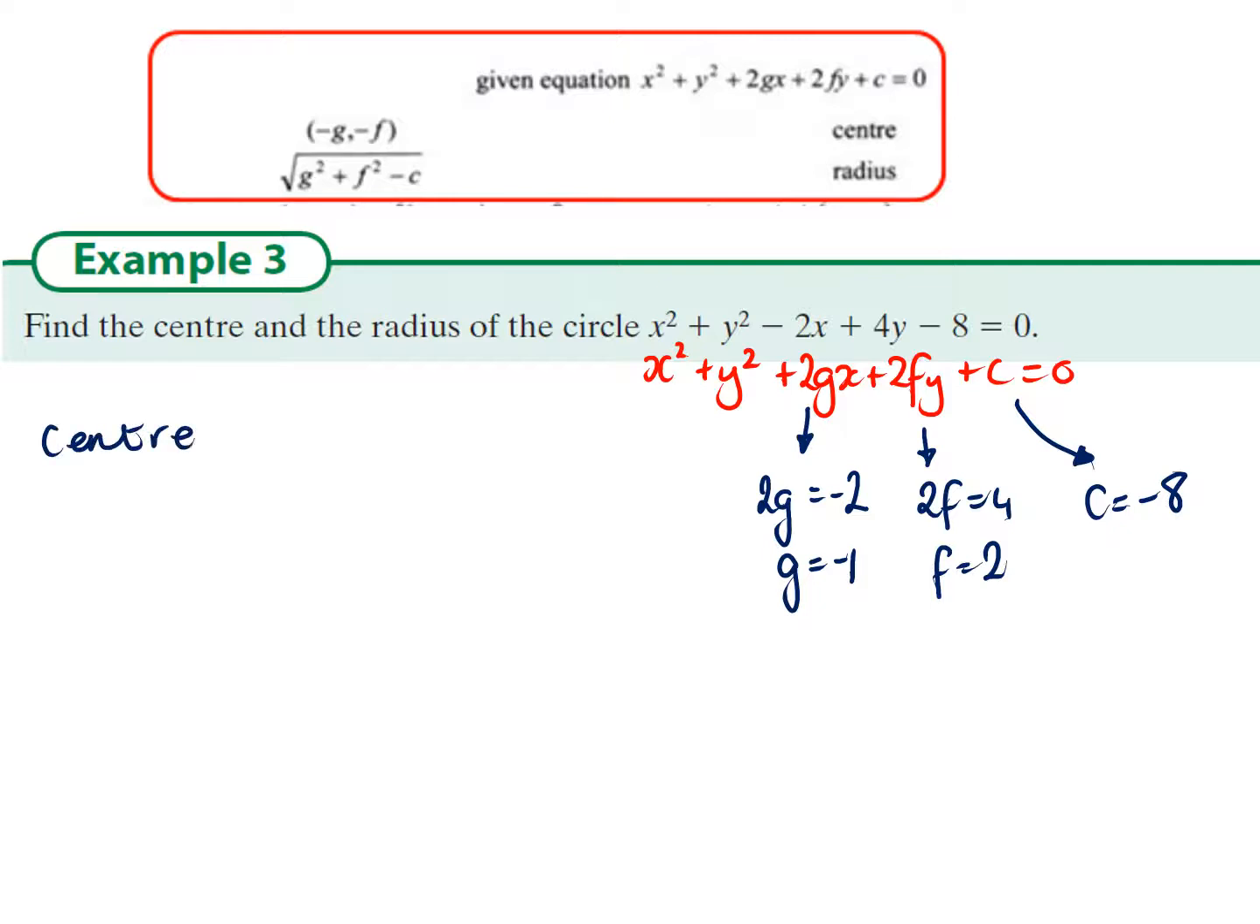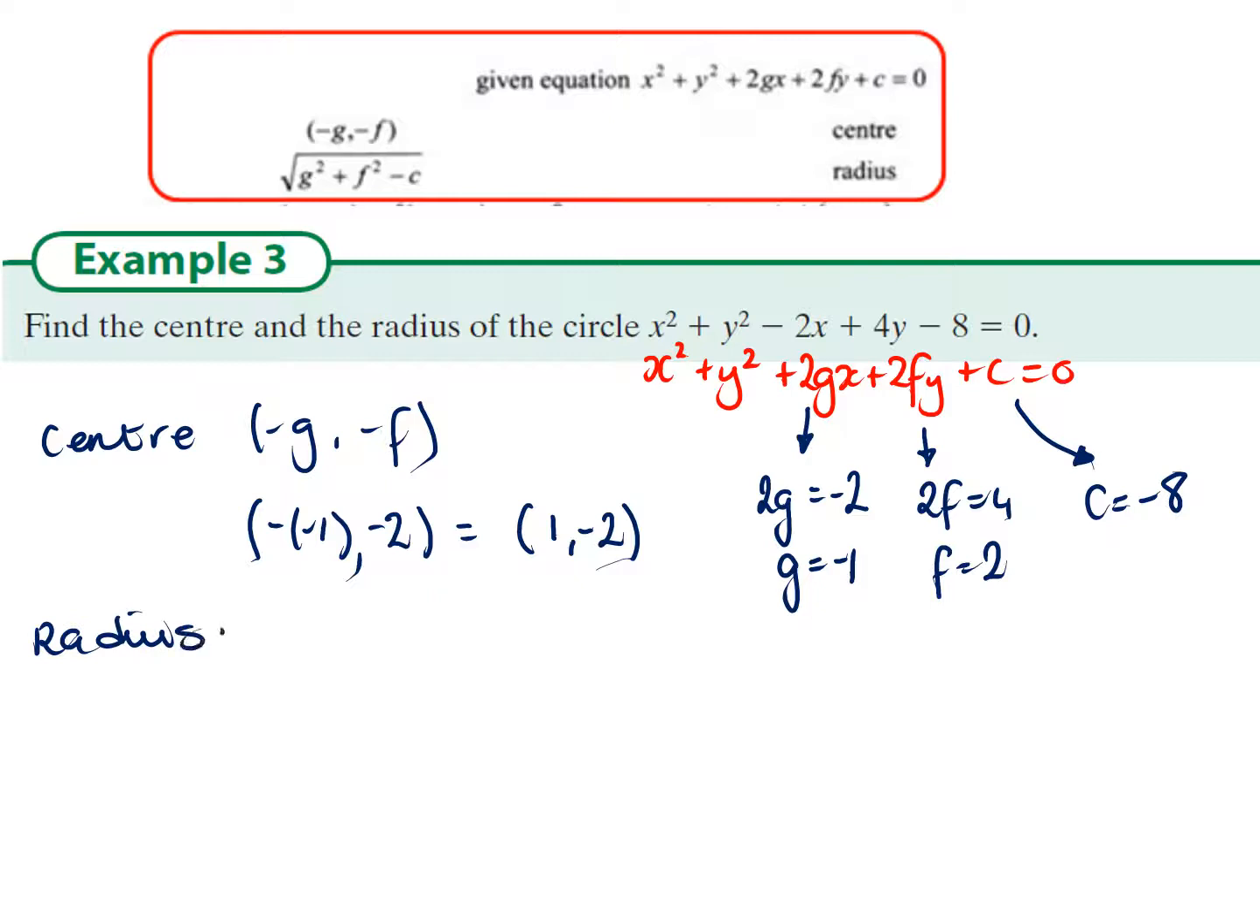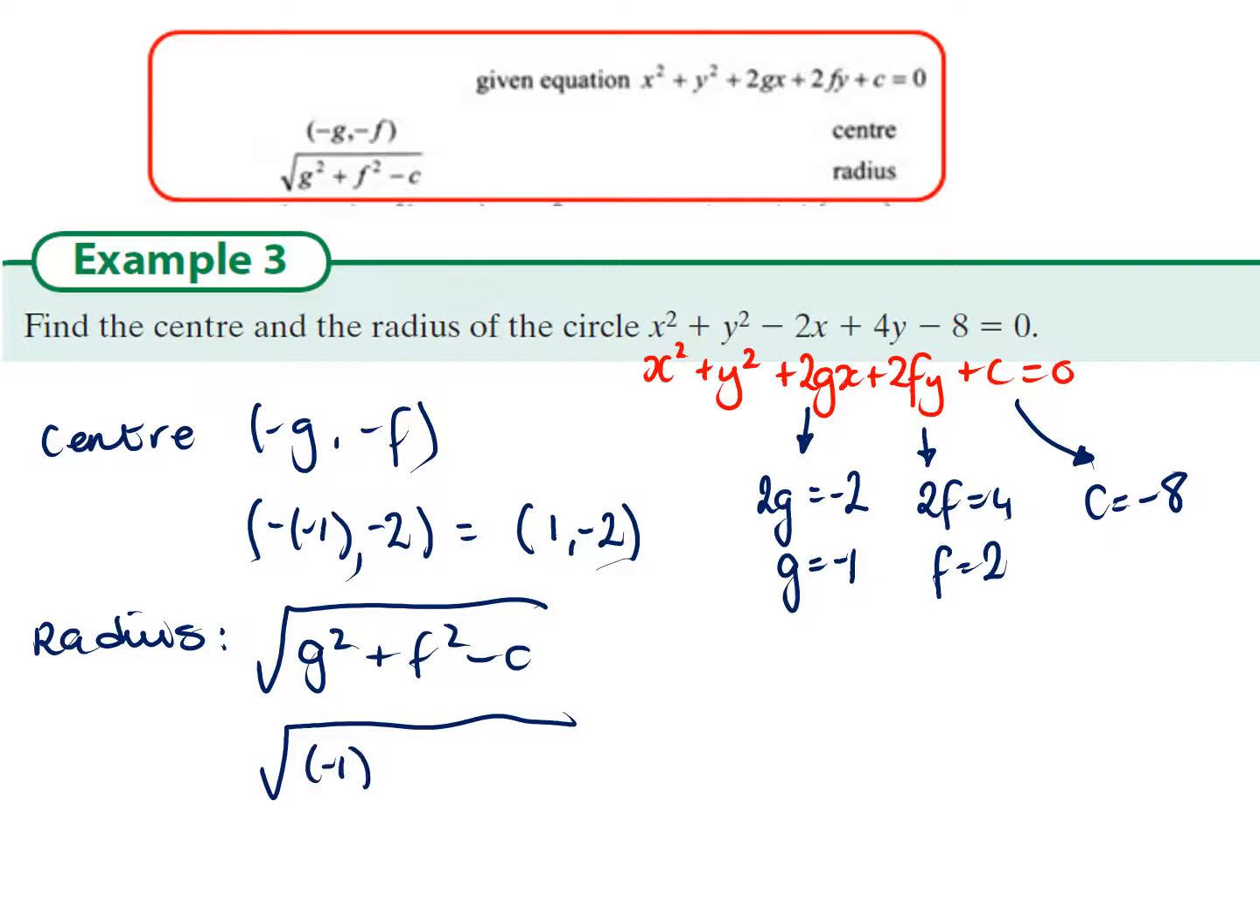So now I'm going to get my center. So my center is going to be (minus g, minus f). So I get minus minus 1, and my f is 2, so minus 2. So it's (1, minus 2), and that's my center. And then I'm going to calculate the radius. So the radius is the square root of g squared plus f squared minus c, which is equal to the square root of minus 1 squared plus 2 squared minus minus 8.